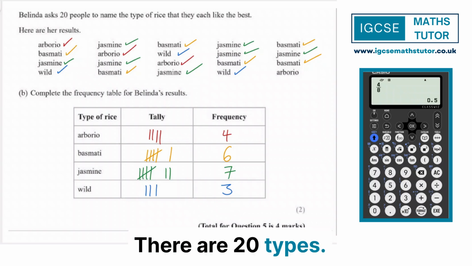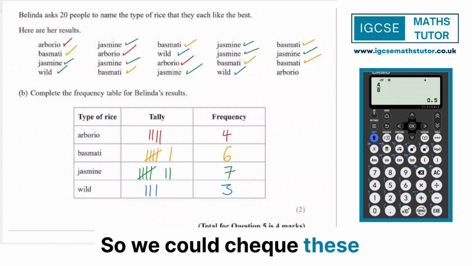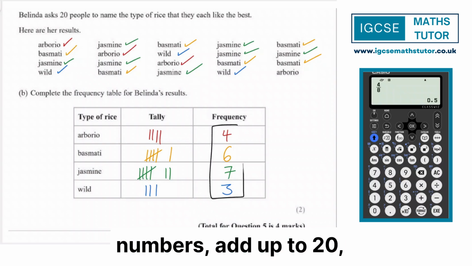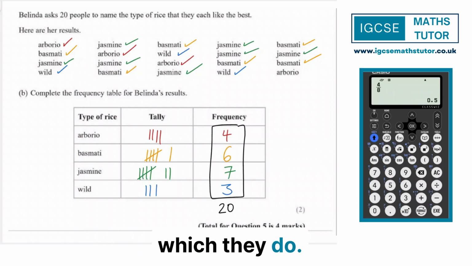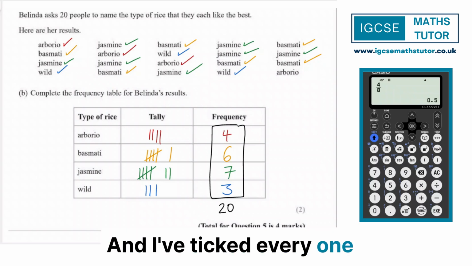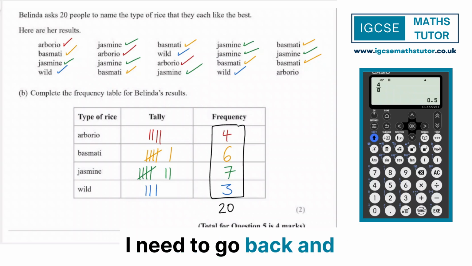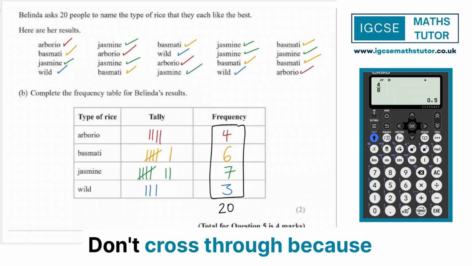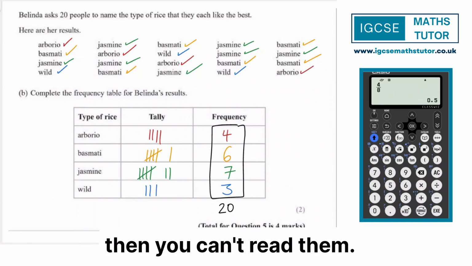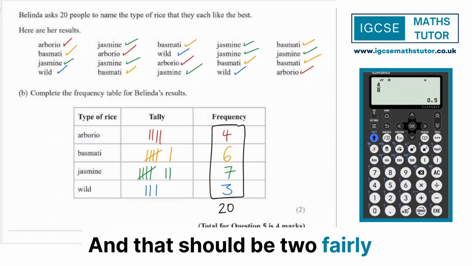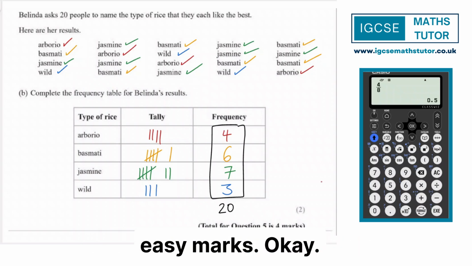There are 20 types, so we could check these numbers add up to 20, which they do. And I've ticked every one of those now. In fact, I need to go back and tick the arborio. Don't cross through, because then you can't read them. And that should be 2 fairly easy marks. Okay.